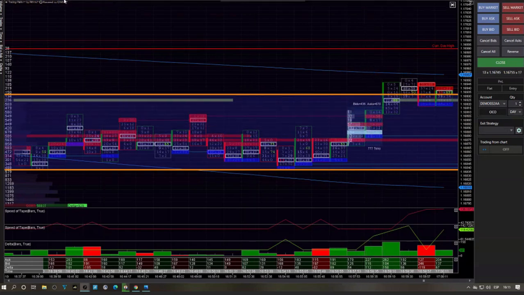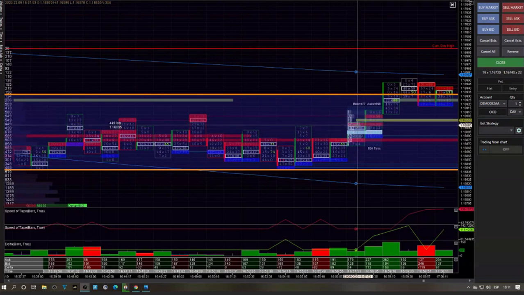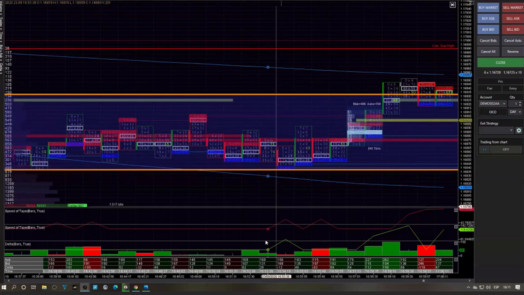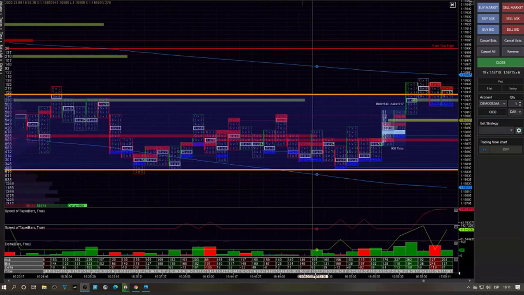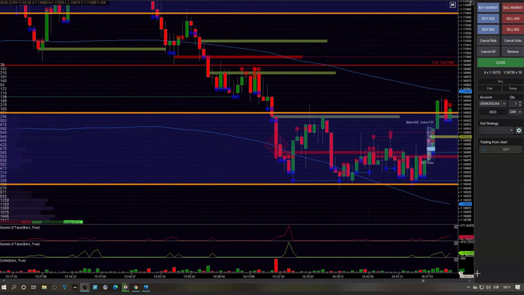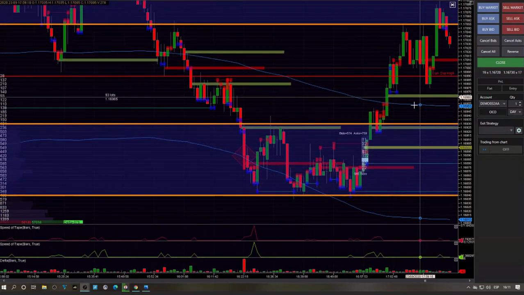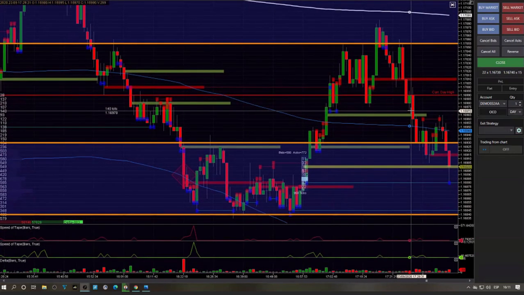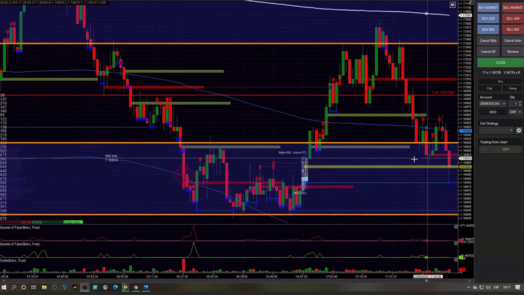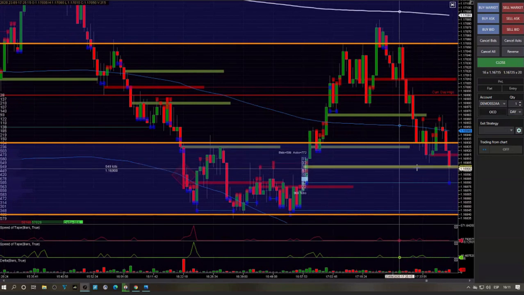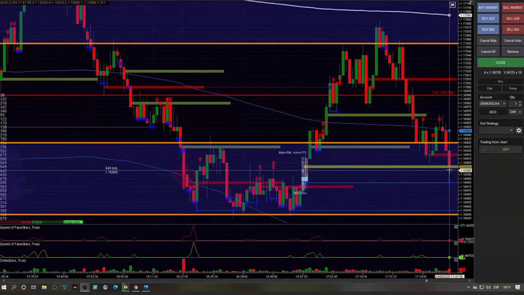So I will highlight this with a horizontal ray, just a little bit above, so I make sure I take the trade. Let's close this a little bit so we can see in the candles what happened. You can see how the price reacted. You can look at how precise this was.